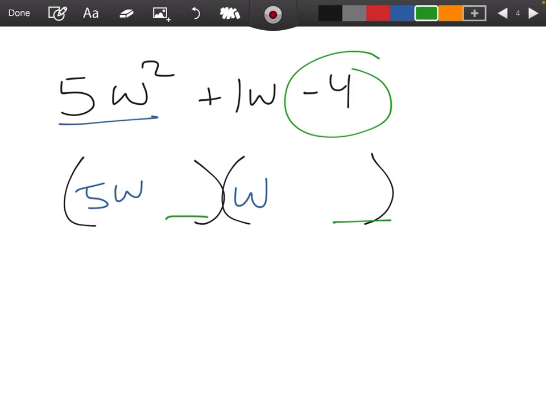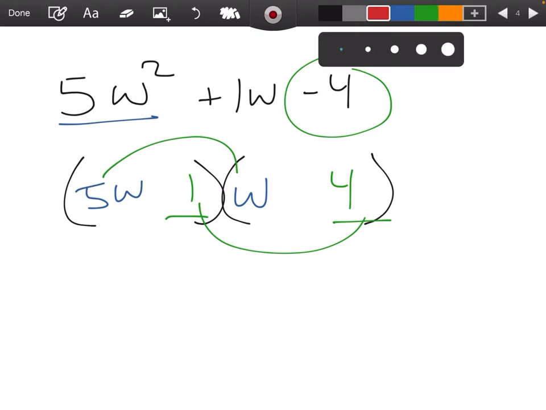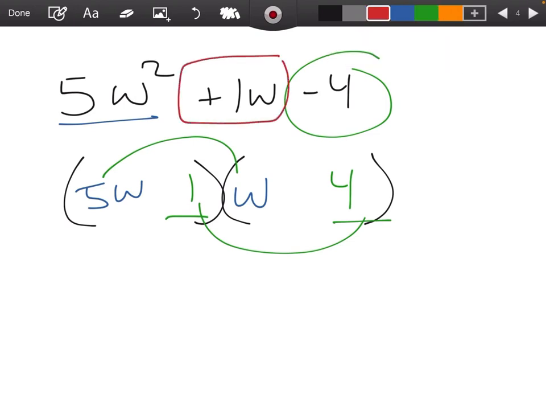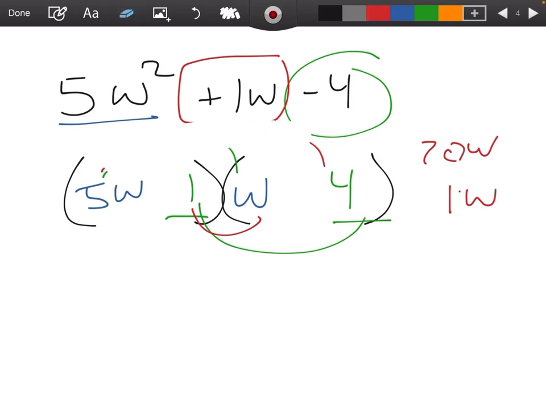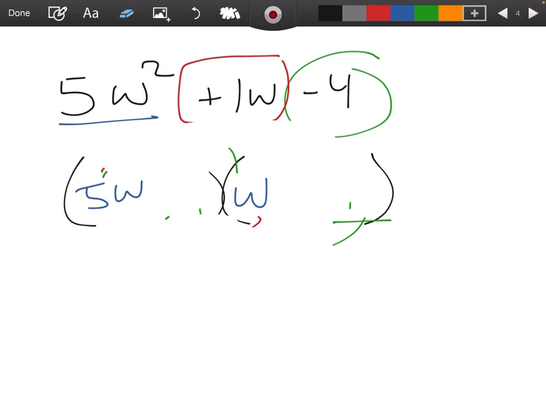So look, y'all, I'm gonna show you guys something. I'm gonna try putting a 1 here and a 4 here. Now, we already know that that's gonna give us the 5w squared, and we already know that's gonna give us the 4. We wanna make sure that we're gonna get a positive 1. So look, 5 times 4, y'all, that's a 20w. 1 times w, that's a 1w. I'm not going to get a 1 out of that. Okay, so what is that telling me? That those numbers are not going to work, at least in that order.